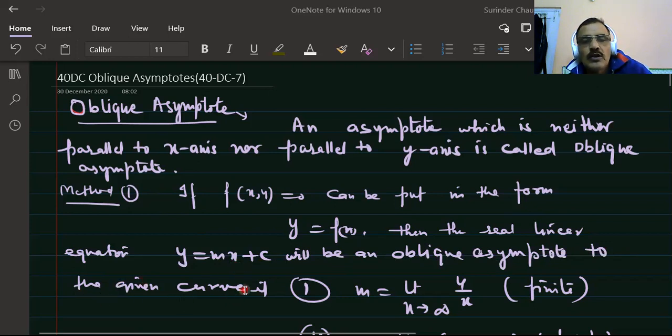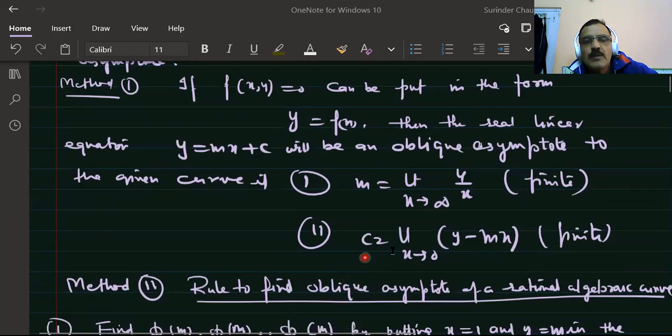where m is equal to the limit as x approaches infinity of y, put the value of y over here, divided by x. If it is a finite number, that will be the slope of this asymptote. And c will be given by the limit as x approaches infinity of y minus mx.